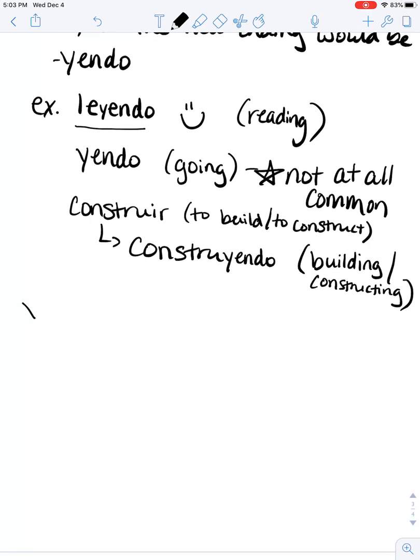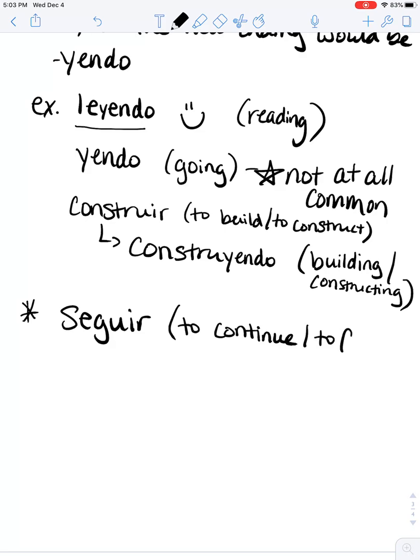There's always an exception to this rule. All right, so I'm going to give you this verb, seguir. Seguir means to continue, or to follow.